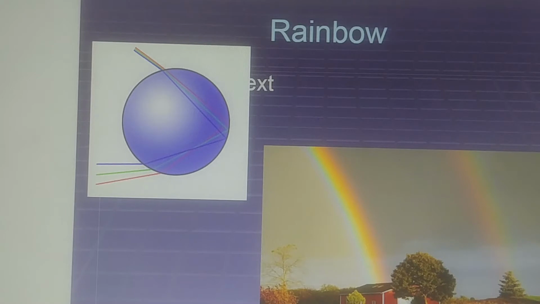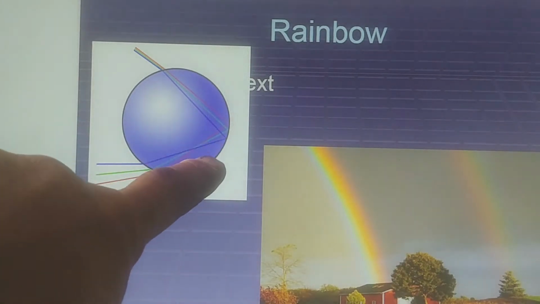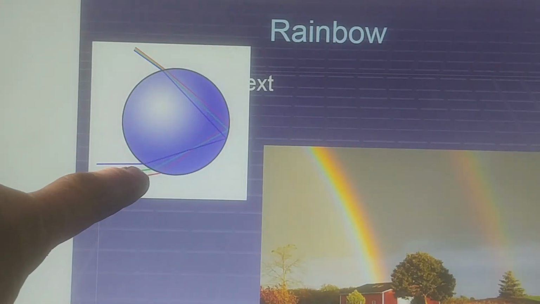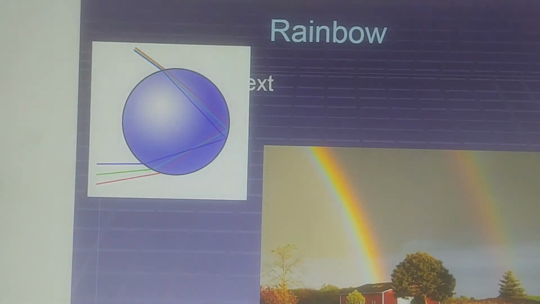BIV. And the blues are bent more because they're so small, they're affected more. They're bent more than the reds. And then you've got total internal reflection going on right here, and then it bounces back and comes back towards you standing over here. So it's really kind of cool.